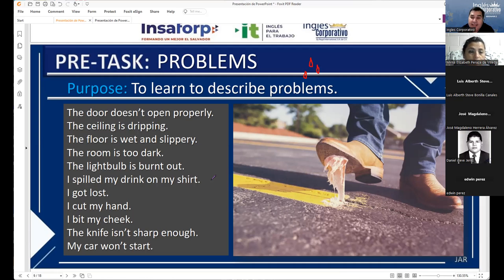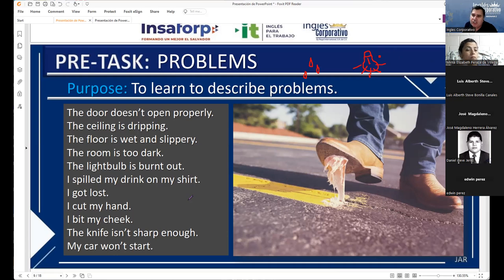The room is too dark. It needs illumination. The light bulb is burnt out. Teacher, what is light bulb? Light bulb, and you have the light. The light bulb is burnt out, está quemado. Burnt out. The light, no light, because it's burnt out.